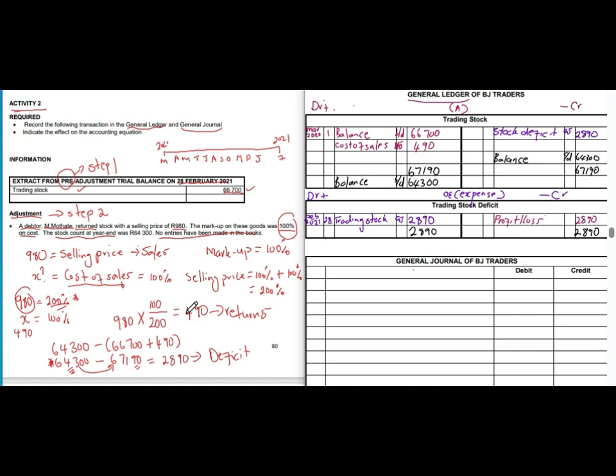And then guys, now let's record our general journal. The first thing that we are going to do under our general journal, we are going to say number one. We start with the account that is debited. Whenever you do a general journal, you start with the account that is debited, and then the last account to be credited. The first account to be debited between these two is trading stock deficit.